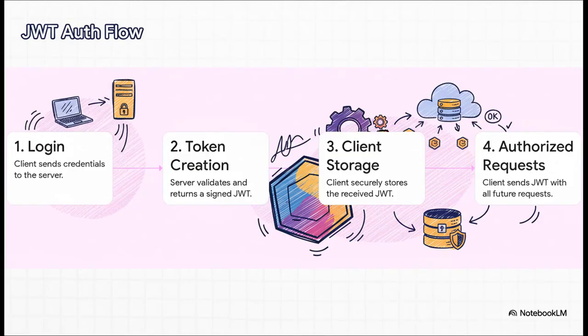The whole flow is actually really elegant. First, you log in with your username and password, just once. The server checks them, and if they're good, it hands you back one of these signed JWTs. Your app then holds onto that token. And from then on, for every single request it makes, it just includes that token in the header. It's the perfect solution for a stateless world. You're proving who you are every time without the server needing to remember you.